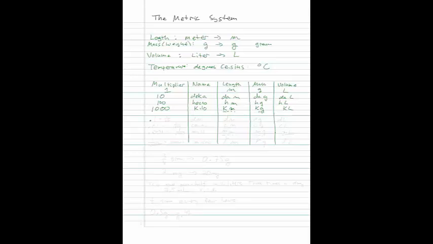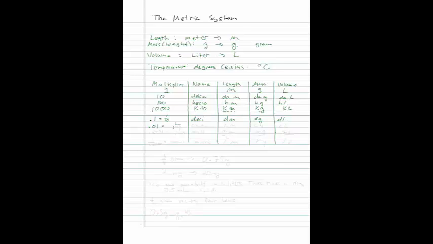Now if we have 1/10, that's deci. So you'll notice deci and deca both start with the same letter. So that gives us a bit of a challenge. So you could say a decimeter, very rarely used. Decigram, never seen it used. Deciliter, never see it used.